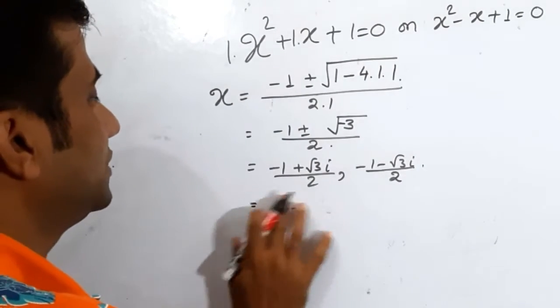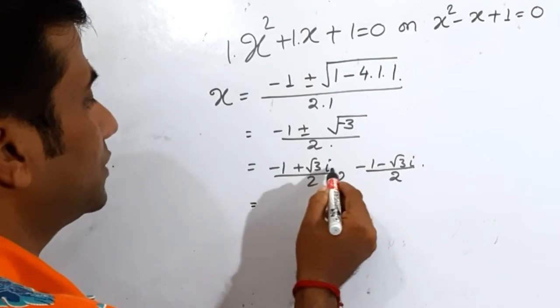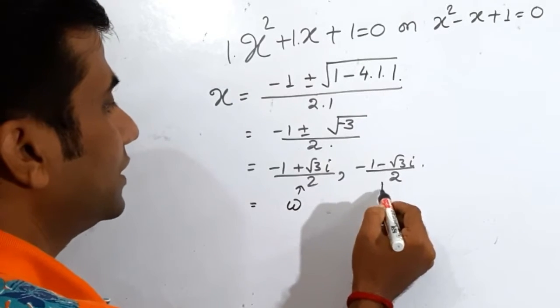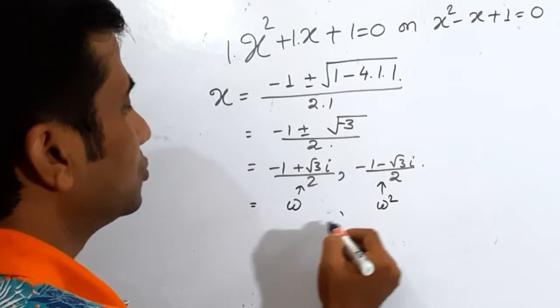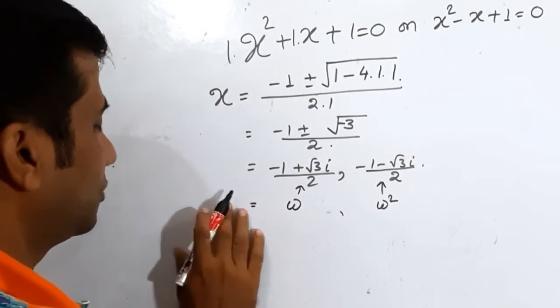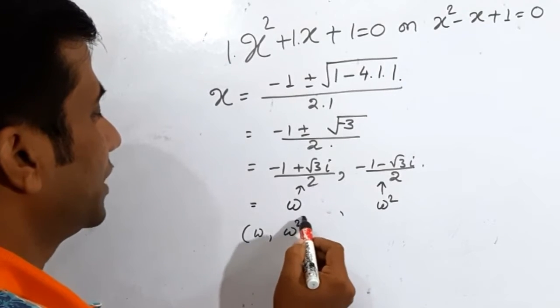This is the value of cube root of unity, and we know that minus 1 plus root 3i by 2 is written as omega, and this is omega square. So the roots of the equation are omega and omega square.